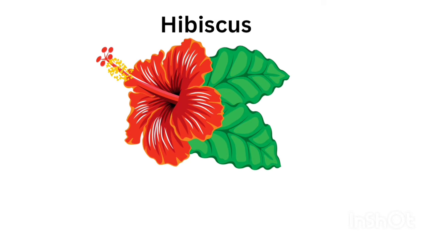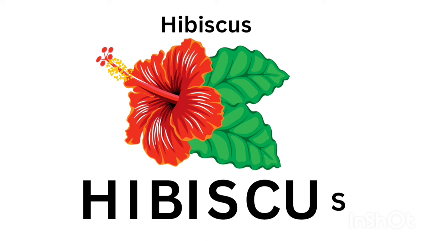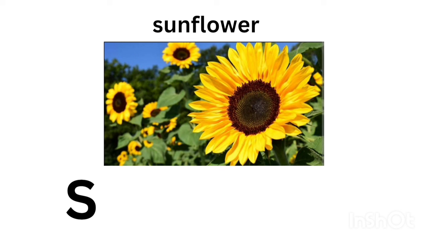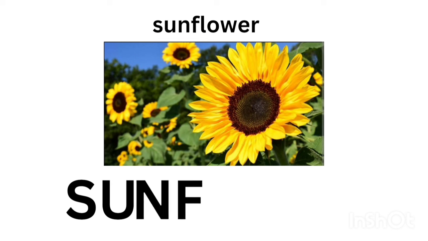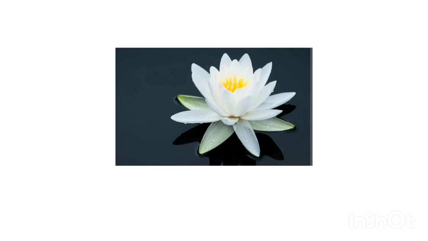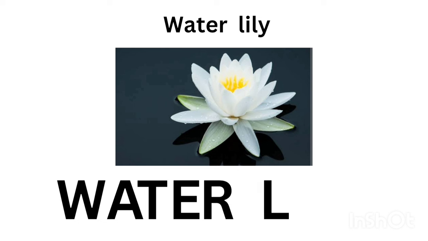Hibiscus. This is a hibiscus. It spells H-I-B-I-S-C-U-S. Hibiscus. Sunflower. This is a sunflower. It spells S-U-N-F-L-O-W-E-R. Sunflower. Water lily. This is a water lily. It spells W-A-T-E-R L-I-L-Y. Water lily.